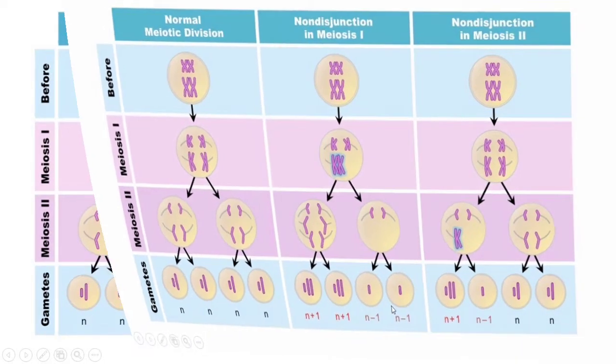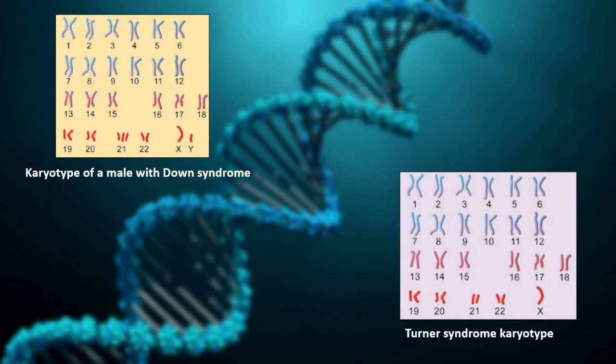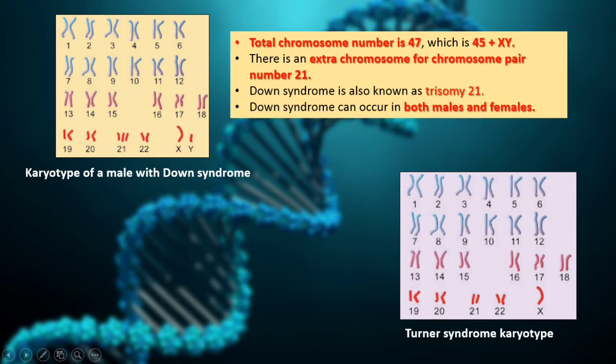So this is the karyotype of a male with Down syndrome. The total chromosome number in Down syndrome is 47, where the karyotype is 45 plus XY. There is an extra chromosome in the chromosome pair number 21. This is the extra chromosome. Down syndrome is also known as trisomy 21, because trisomy means 3, and there are 3 chromosomes at number 21. Down syndrome can occur in both males and females.